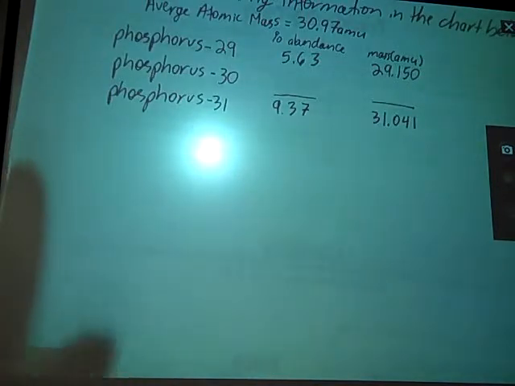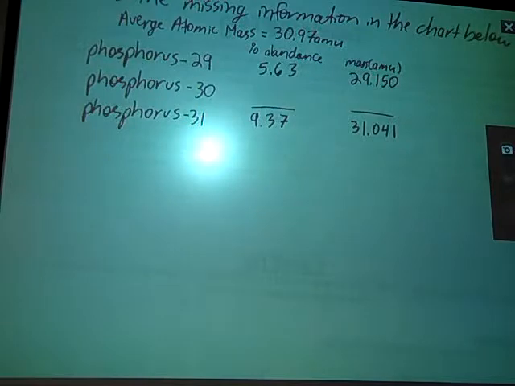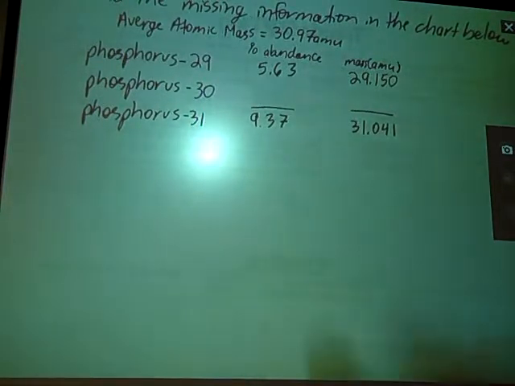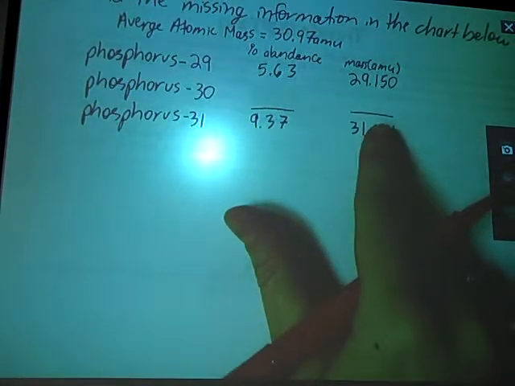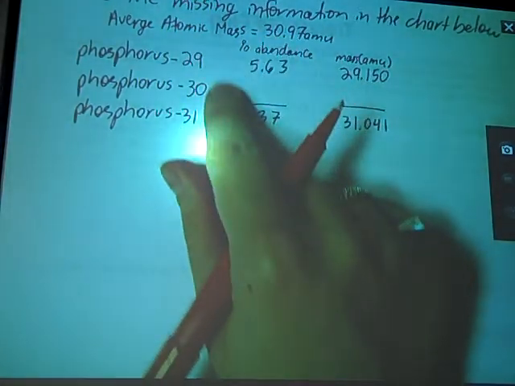Sometimes you will see problems that instead of asking you to calculate the average atomic mass, it asks you to find information that is missing. In this problem, I was given the average atomic mass directly off of the periodic table this time, and asked to fill in the information that is missing. I'm missing a percent, and I'm also missing a mass. The easiest place to start is this right here.